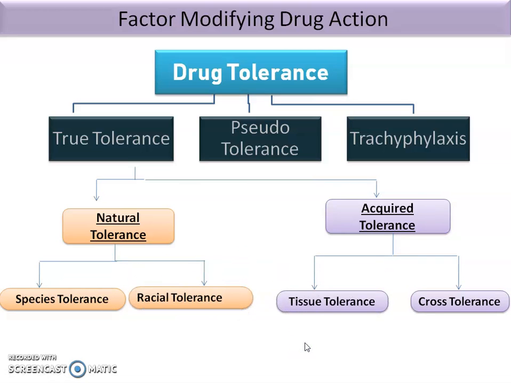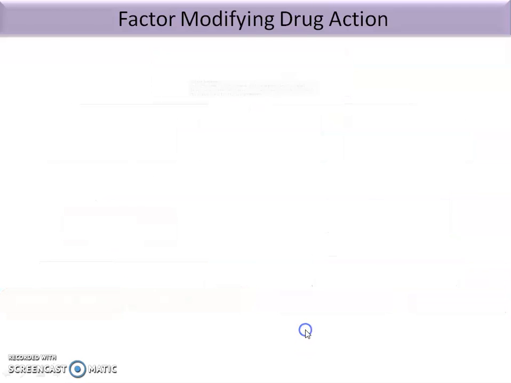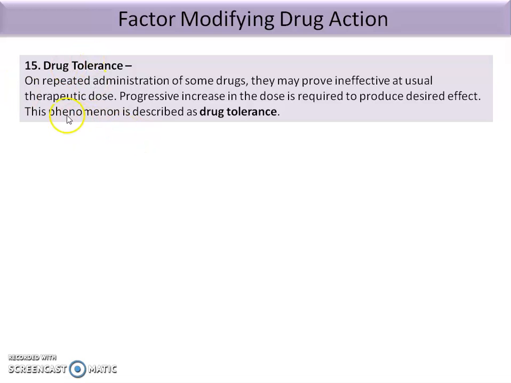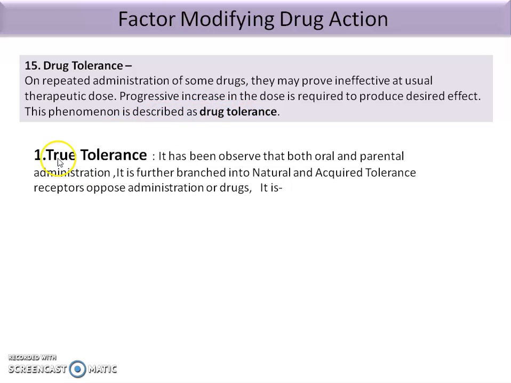Tissue tolerance, cross tolerance, a type of acquired tolerance. Drug tolerance: on repeated administration of some drugs, they may prove ineffective at the usual therapeutic dose. That's why a progressive increase in dose is required to produce the desired effect. This phenomenon is described as drug tolerance. We have to increase the dose.